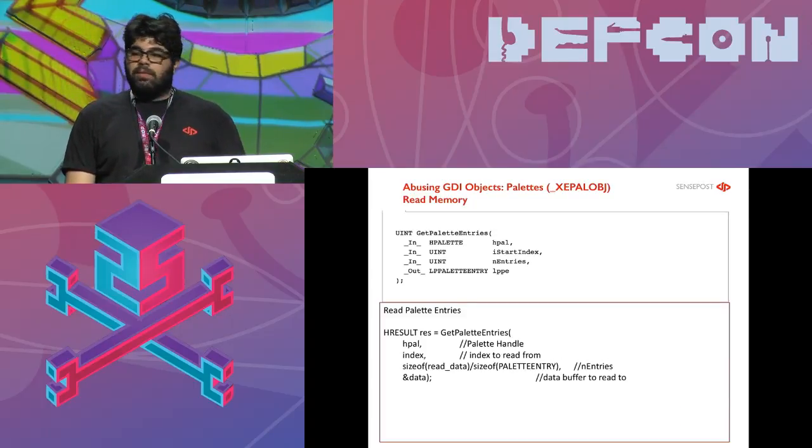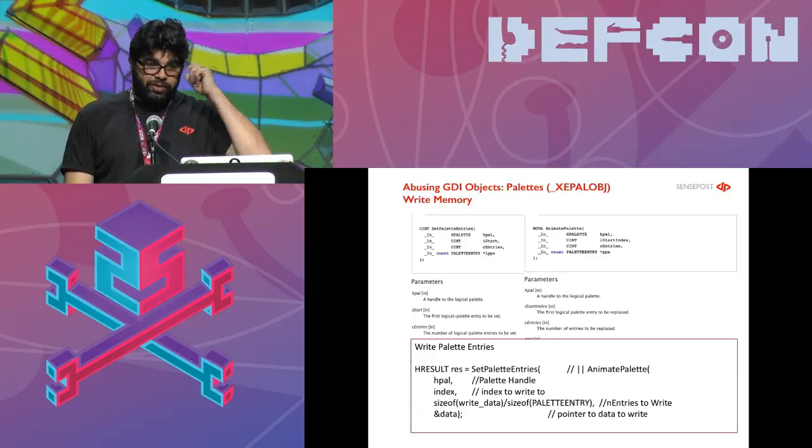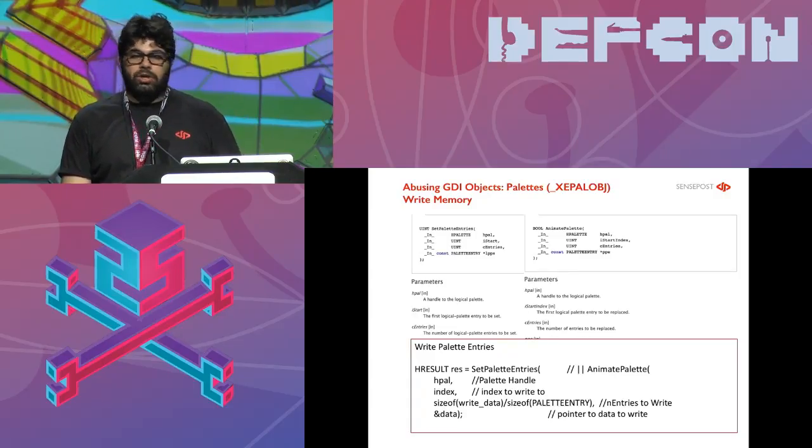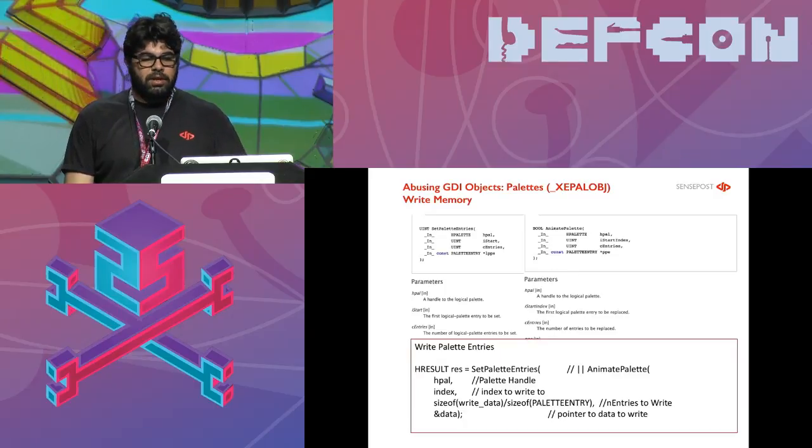And you can read palette memory by using the GetPaletteEntries function from user mode. And you have two functions to actually write to palette memory in the kernel, which are SetPaletteEntries and AnimatePalette. And we will look at the differences between them in a bit.